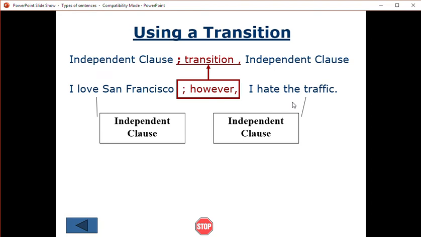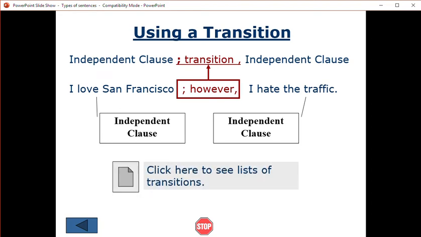And we may look at this at the end if we have a minute, but you may also use a transition word with your semicolon. I love San Francisco; however, I hate the traffic. So the semicolon is good enough to make it not a run-on, but to make it work nicer, you can use a transition like however or furthermore, something like that. And again, we may look at a list at the end, but just as a reminder, that's something you can do. But it still goes back to the semicolon here acting like a period.